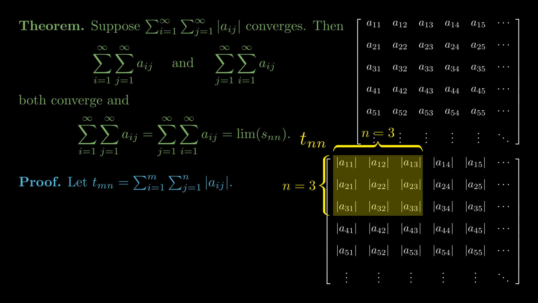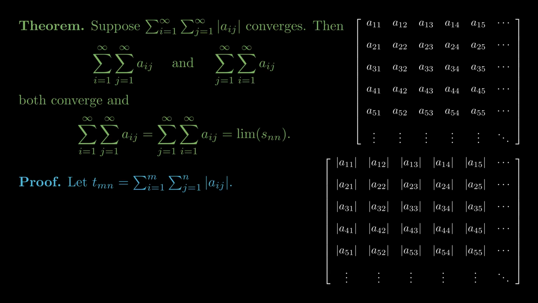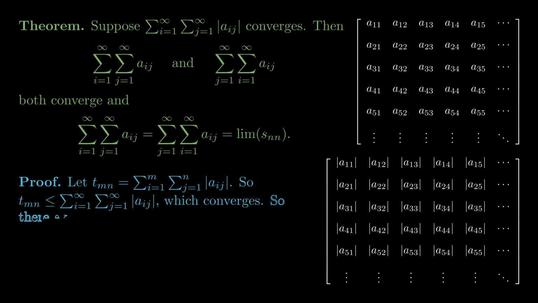This has to be an increasing sequence because as n increases, we're just adding more things in absolute value. And we can also argue that this has to be a bounded sequence. Let's argue slightly more generally by this inequality that the T_mn all have to be bounded. So T_mn is equal to the sum i equals 1 to m, j equals 1 to n of the absolute value of a_ij, which is less than or equal to the infinite sums of the absolute value of a_ij, which is known to converge. So whatever it converges to acts as a bound for all the T_mn. So there exists some real number that's greater than T_mn for all m and n.